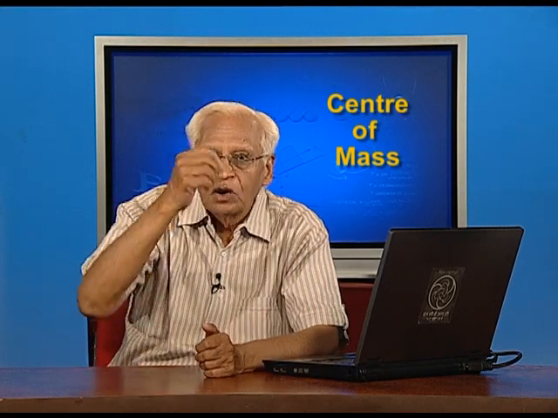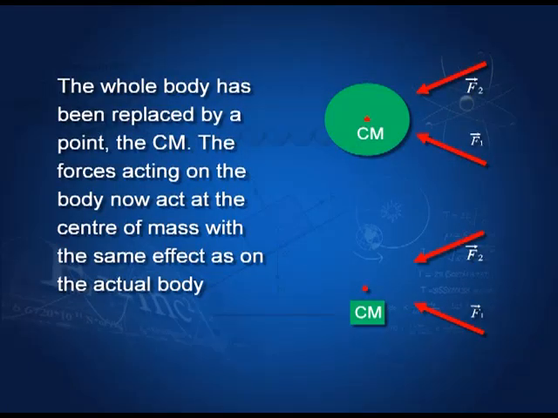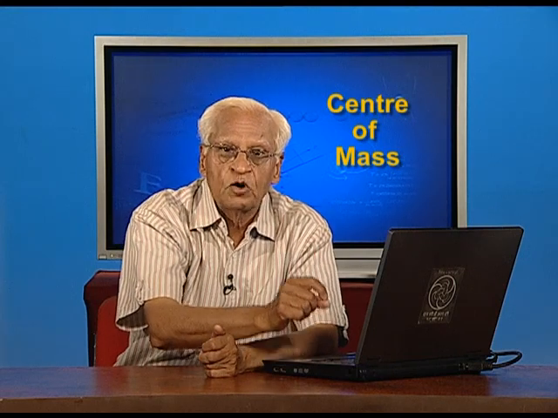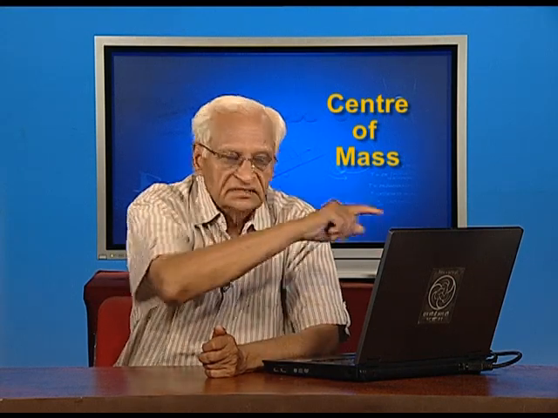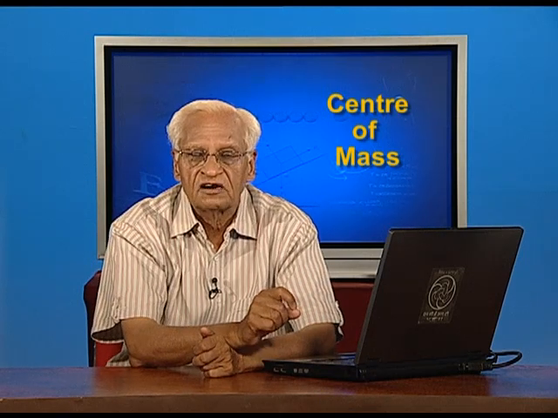That is, the whole body can be replaced by a single point at which the whole mass of the body is concentrated. You see the second diagram. This point is the center of mass, and I can assume that the whole mass of this body is concentrated at this point, and I can study the effect of forces F1 and F2 acting at that point. Their effect would be the same as the effect of these forces on the extended body. That is the meaning of center of mass.